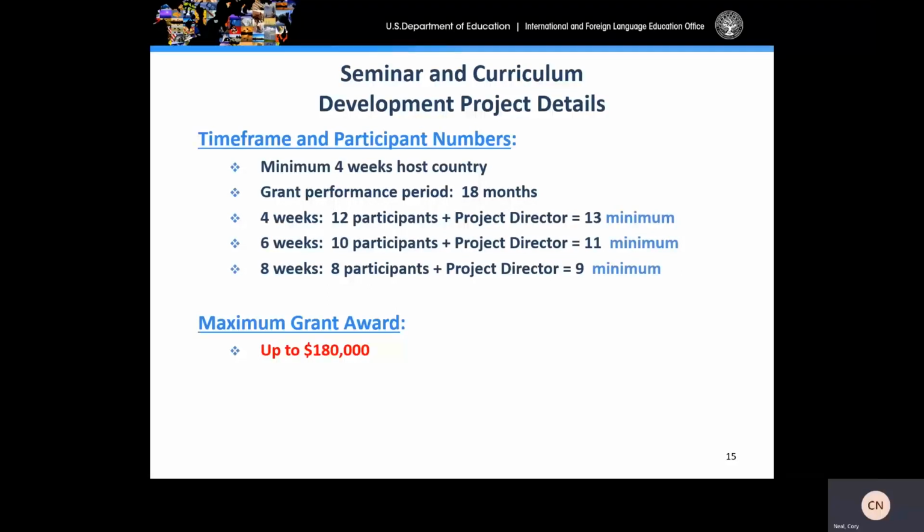And then as you see, the longer time spent in country, the fewer participants are required. So at 6 weeks, you could have a minimum of 10 participants, and at 8 weeks, you'd have a minimum of 8 participants. Okay, the maximum grant award for both seminars and curriculum development is $180,000. More information on this can be found on pages 16 and 17 of the 2023 grant application.